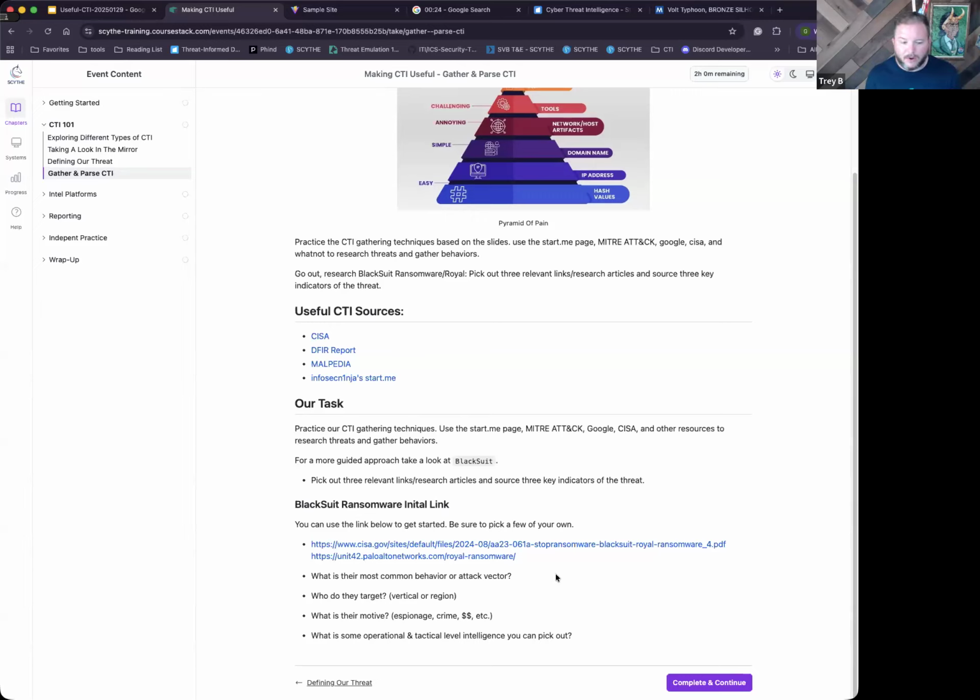Is there any particular motive? Are they in for just espionage? Are they in for smash and grab crime, trying to make some money? Try and interpret that from what you see in the reporting. And then lastly, is there any unique or key operational and tactical level intelligence that you've picked out from those links? Okay. So with this one, let's say another 10 minutes and I'll check in with you.